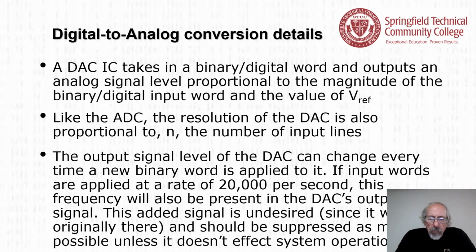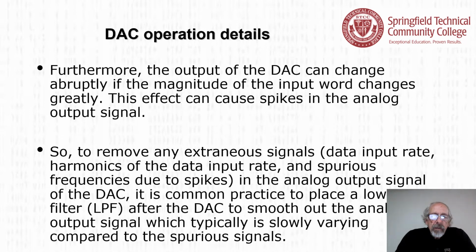So for instance, if input words are applied at a rate of 20,000 per second, this frequency will also be present in the DAC's output signal. Now this added signal is undesirable since it was not originally there and should be suppressed as much as possible unless it doesn't affect system operation. More details. Furthermore, the output of the DAC can change abruptly if the magnitude of the input word changes greatly. This effect can cause spikes in the analog output signal.